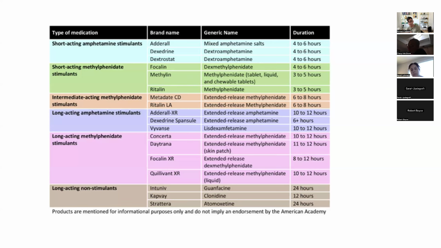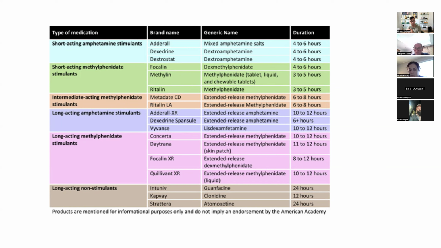What's the other class? It works on norepinephrine. Alpha blank, like an alpha 2 agonist or antagonist? Alpha 2 agonists. There are a bunch of alpha 2 agonists, but for ADHD we use clonidine or guanfacine. The next class of non-stimulants is the norepinephrine reuptake inhibitors. Right now there are only two on the market in America: viloxazine, brand name Qelbree, and atomoxetine, brand name Strattera.